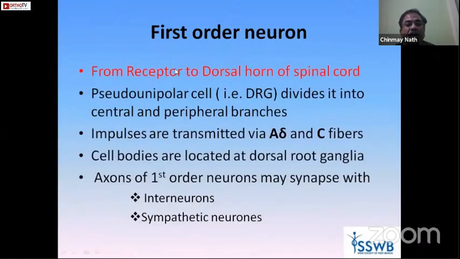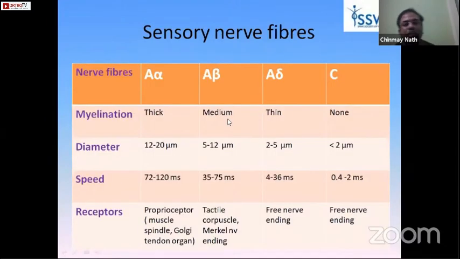Now, there are three orders of neuron: first order, second order, third order. First order neuron traverses from the dorsal horn to the spinal cord, and its cell bodies are in the dorsal root ganglion. I'm rushing through my slides.